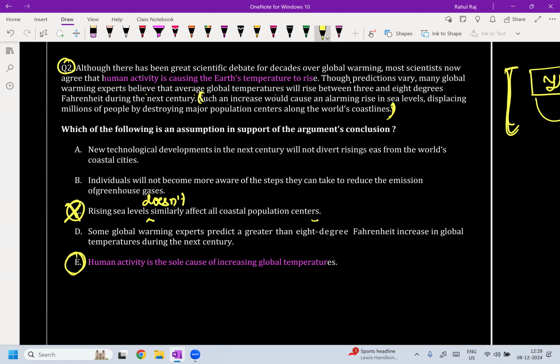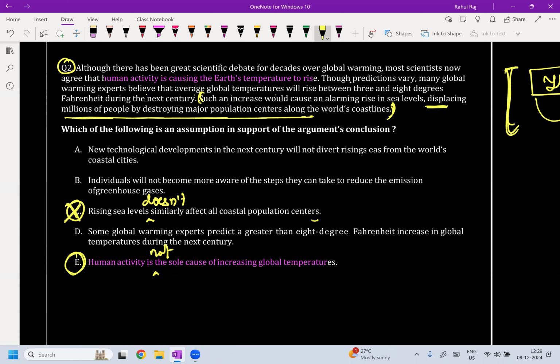Let's negate it now. Human activity is not the sole cause of increasing global temperature. Let human activity be the sole cause or not the sole cause. How are you weakening my conclusion? Tell me this. Because if you negate it, your conclusion should 100% be weakened. You're not able to, right?